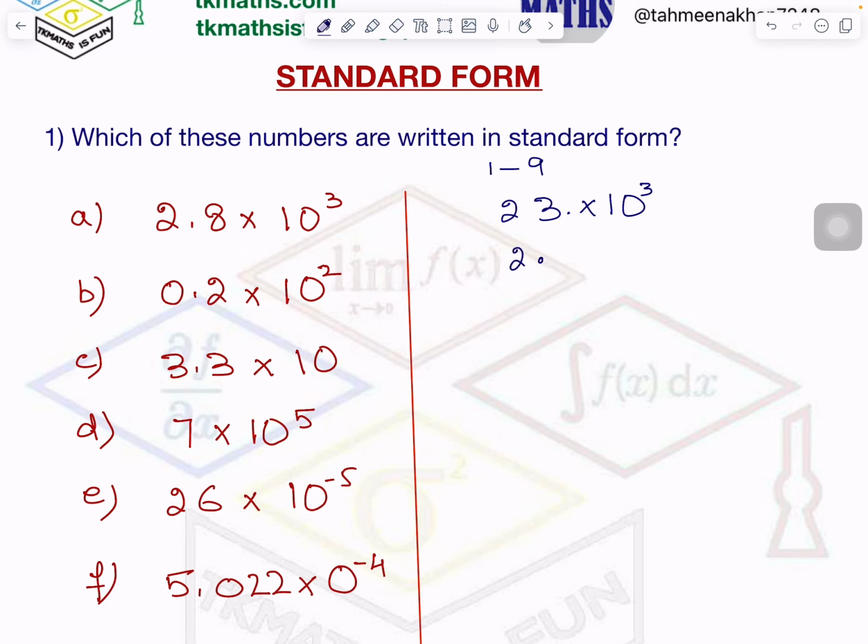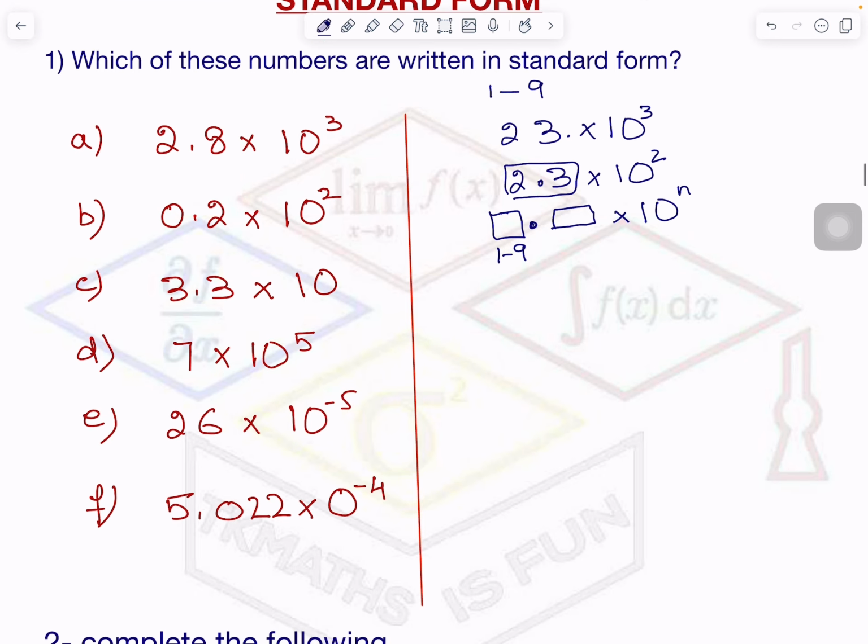If I write another example, suppose this, now this is a standard form. Why? Because this number is such that before the decimal you have only a single digit, which is between 1 to 9. Here you can have any 10 power integer. Then it is your standard form. So now if you look at these examples, I'm giving you 30 seconds. Then tell me which of these are a standard form.